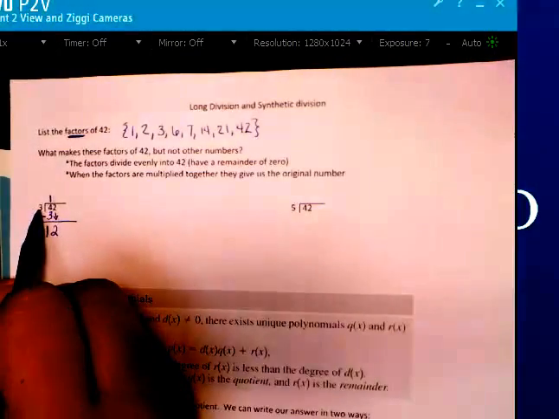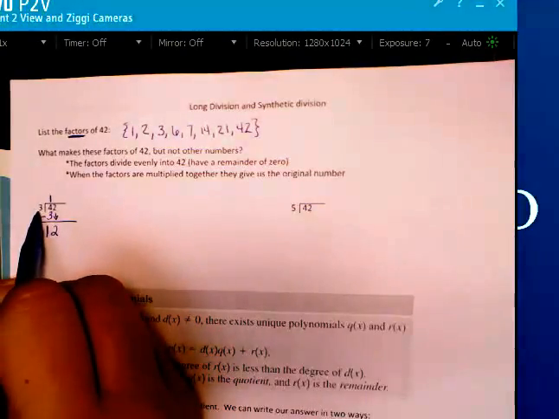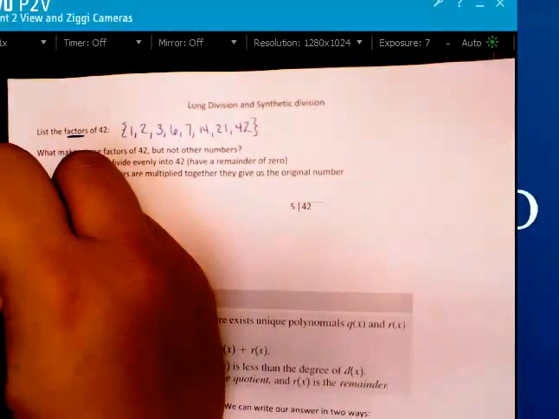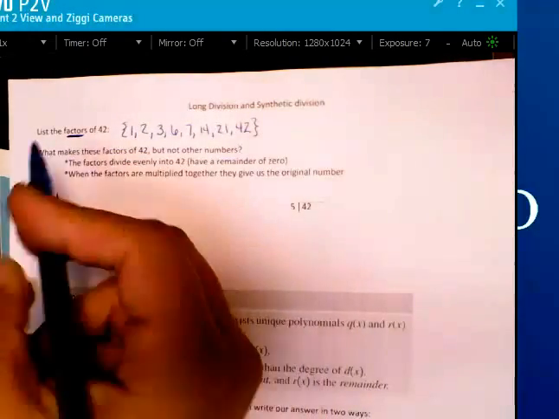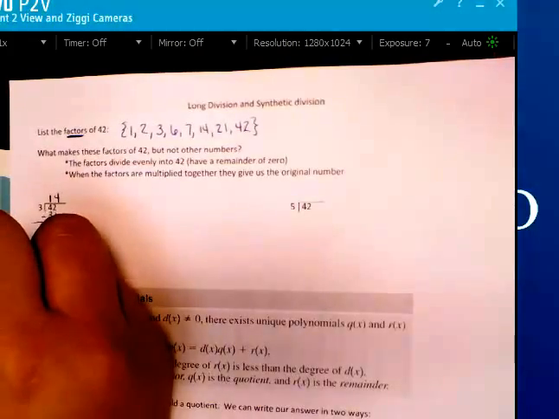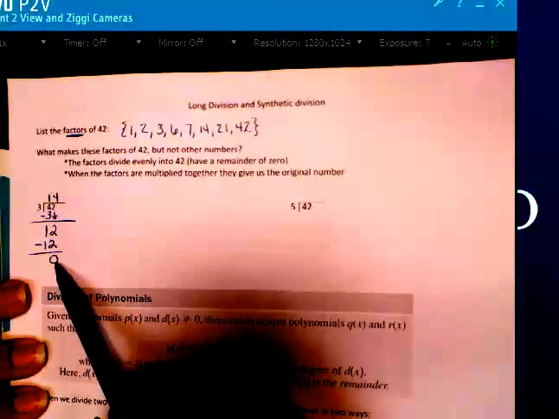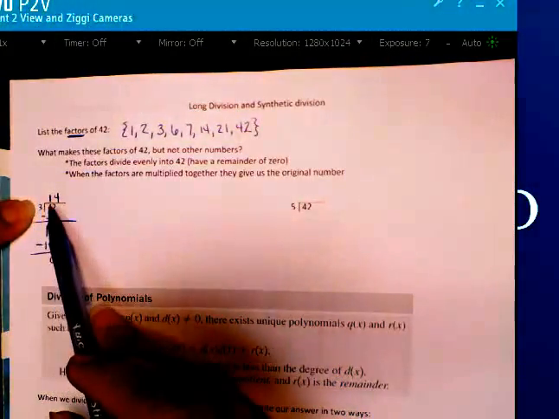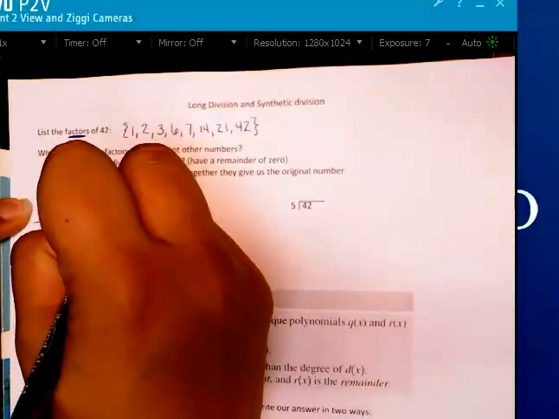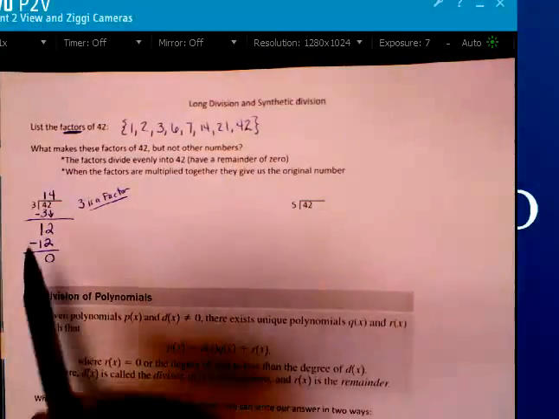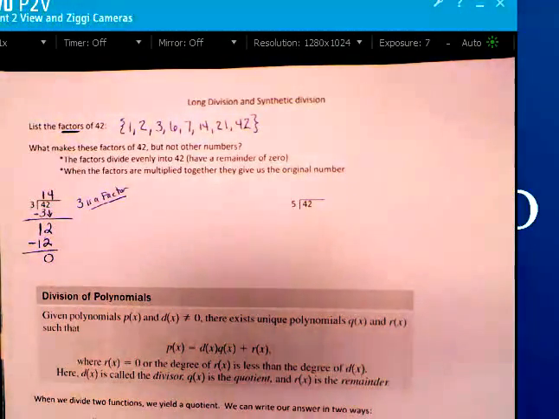So now we want to take 12 divided by 3. We want to see how many times 3 goes into 12. It turns out that 3 divides into 12 4 times. So now our process is that we take 4 times 3 is 12. And again, we subtract that value, giving us 0. If we end up with a 0, that means that 3 divides evenly into 42. Therefore, 3 is a factor. I did the long way there because again, you're going to see some of these ideas showing up when we do long division with polynomials.